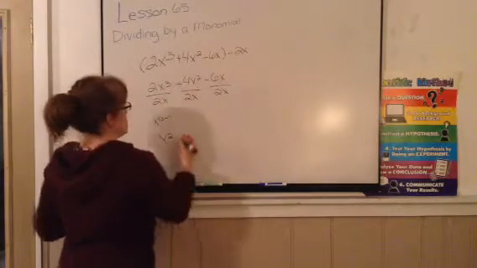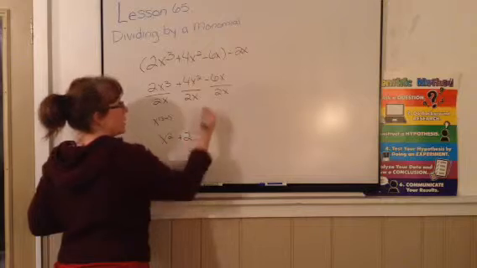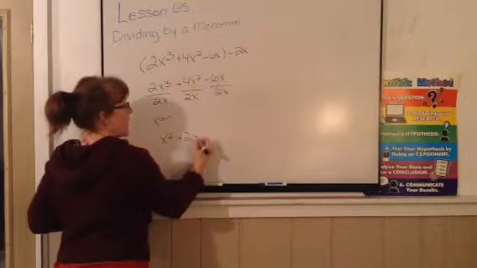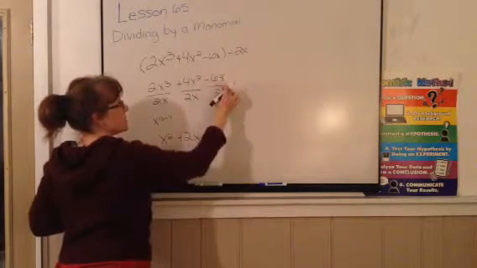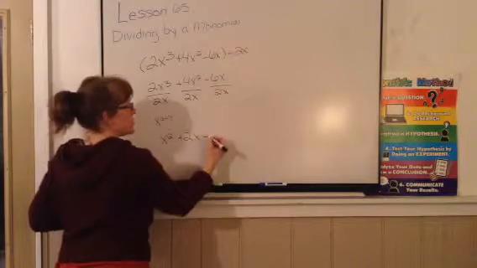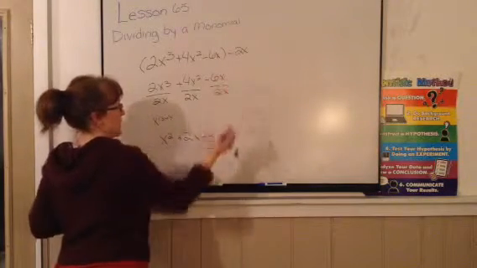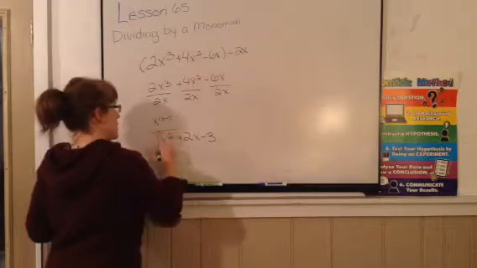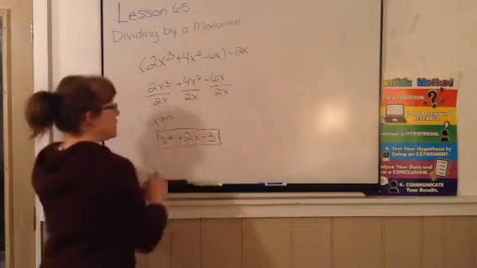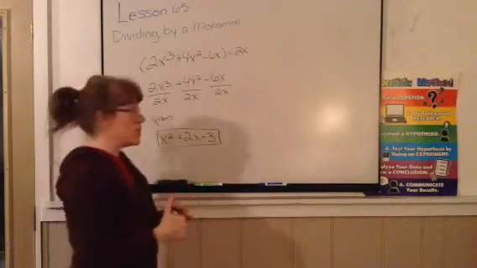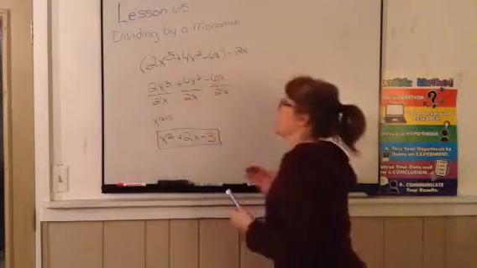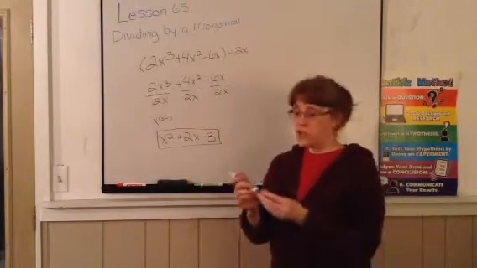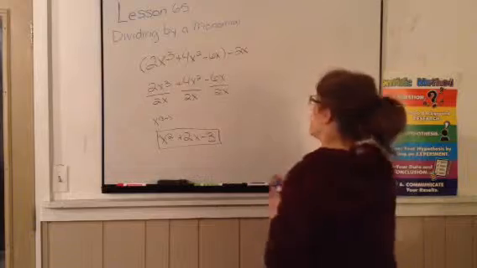4 divided by 2 is 2. X squared divided by x is x. And then 6x divided by 2x, well, 6 divided by 2 is 3, and x divided by x is 1. So here is my answer. Again, we can do it with long division. So whichever way you guys see this more easily, choose that method to do this, okay?